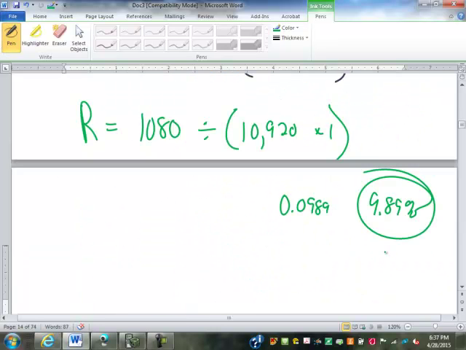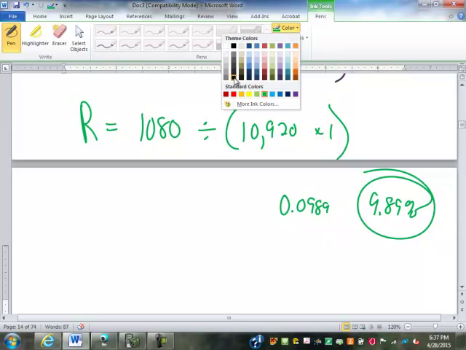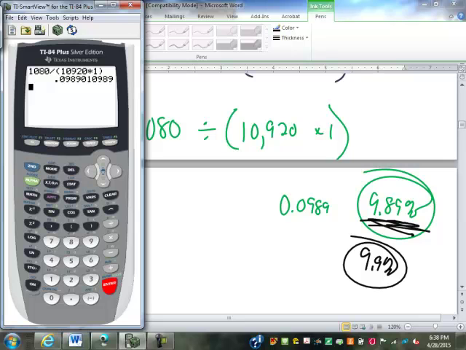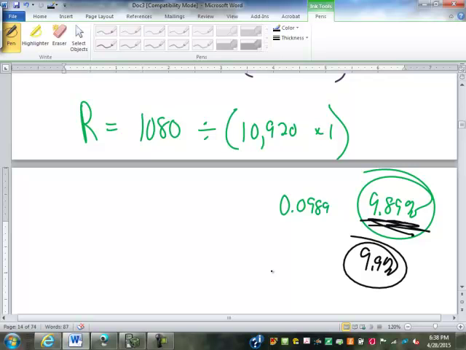Any questions? You don't want to round up? Nope. It'll tell you in the problem to round to the nearest 10th or 100th or whatever. If it said 100th, you'd leave it as 9.89. If it said 10th, of course, you'd make it 9.9. That was 989 repeating, wasn't it? Nope. Oh no, it wasn't. 0.9890. So we're good.